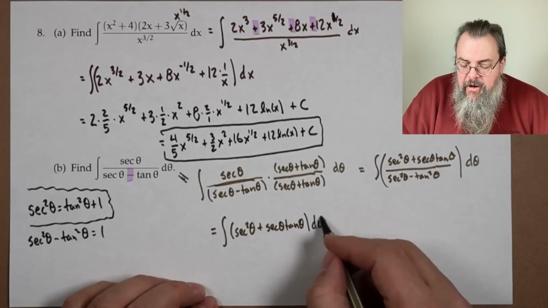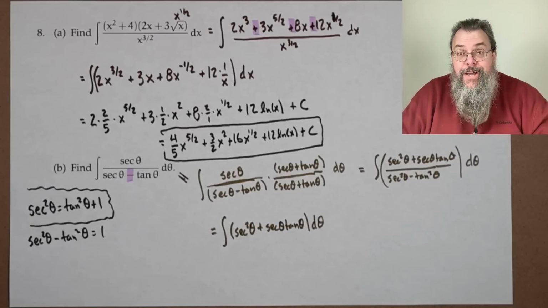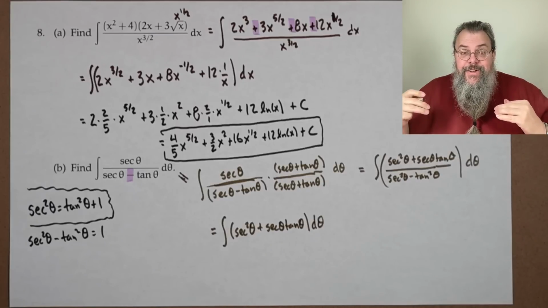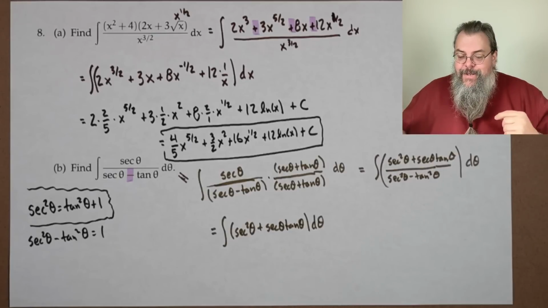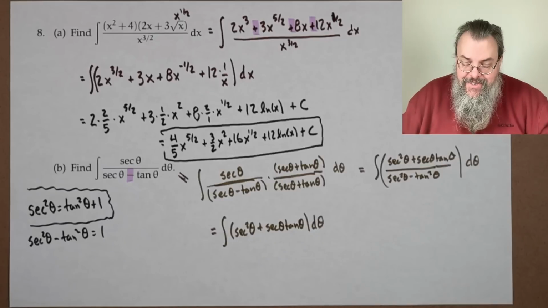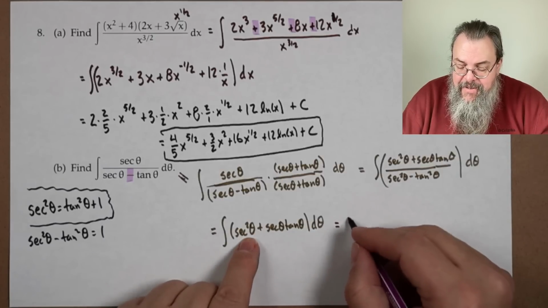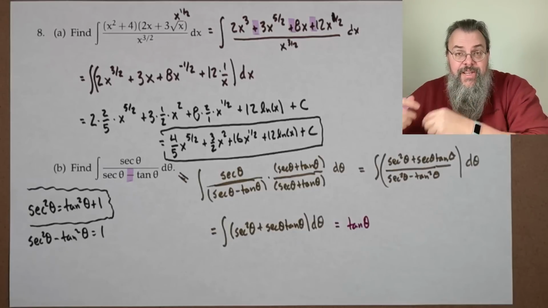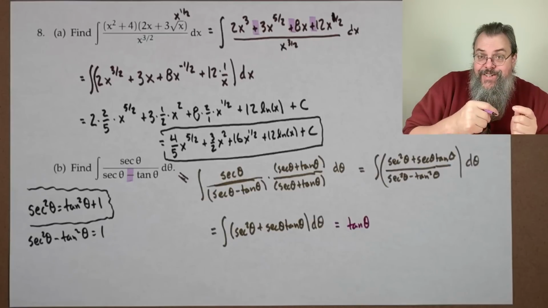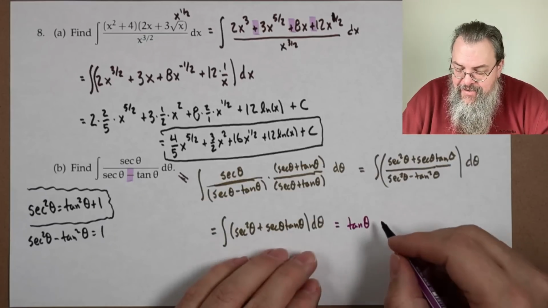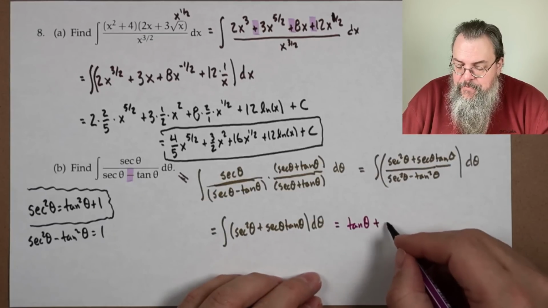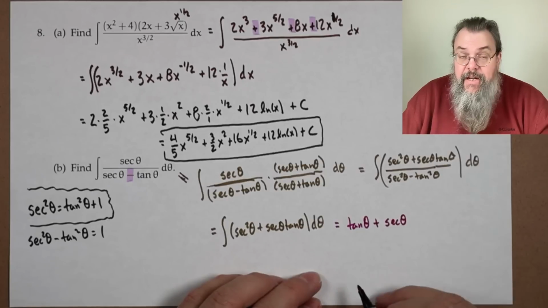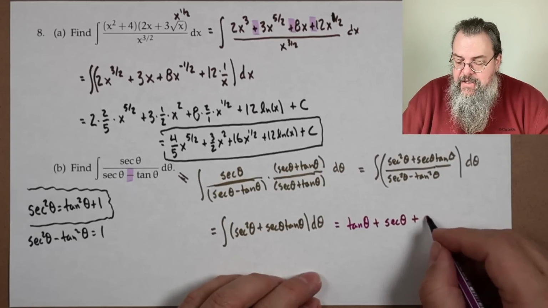Now, are these things that we can integrate? Are they on our list? I claim they are. Well, okay, so integral of secant squared. What's something whose derivative is secant squared? Tangent. Okay, so the integral of secant squared is tangent. What's something whose derivative is secant tangent? Secant. So the integral of secant tangent is secant. So you get tangent theta plus secant theta, and of course, don't forget your constant.